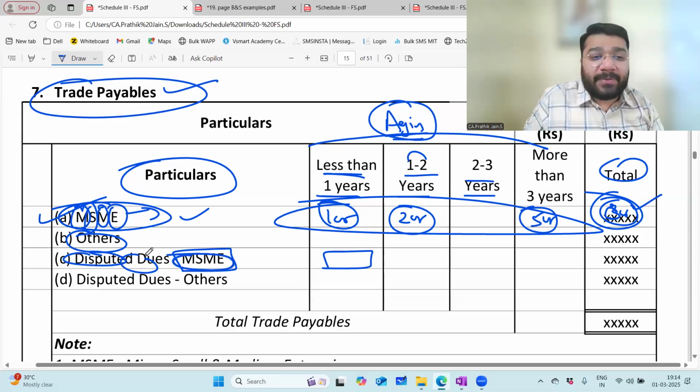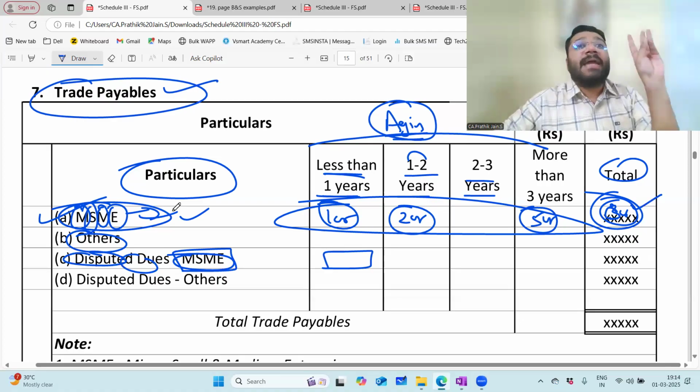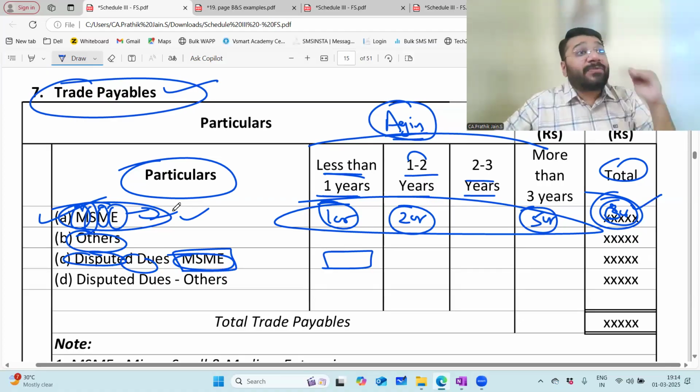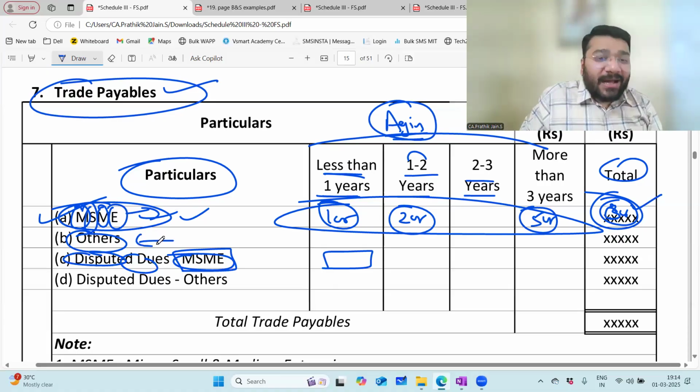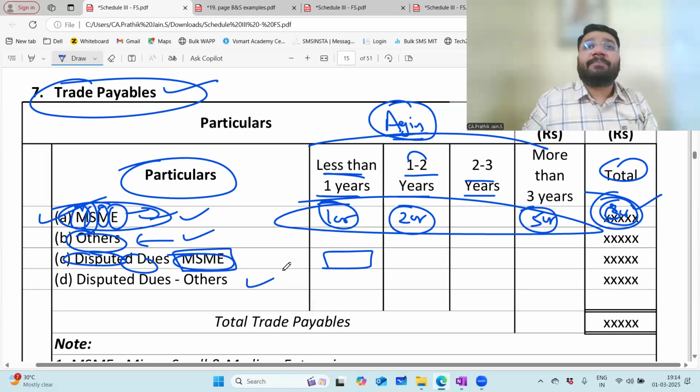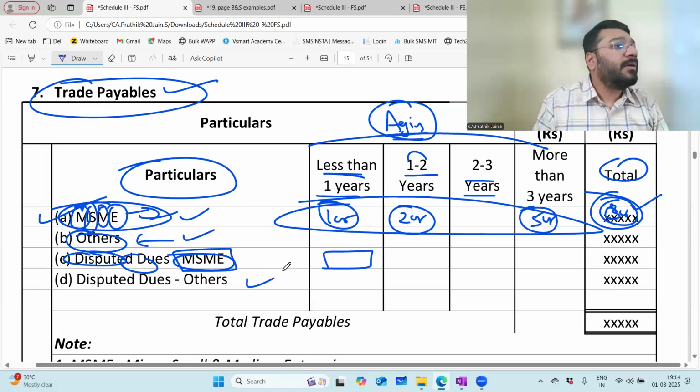Disputed dues of MSMEs. So MSME means what? Micro, small, medium. Any enterprise which is bigger than the medium enterprise, a bigger enterprise, will come under which category? Other category. If it is not disputed, B category. If it is disputed, D category. Now, in examination purposes, this is how you're supposed to prepare the disclosure.